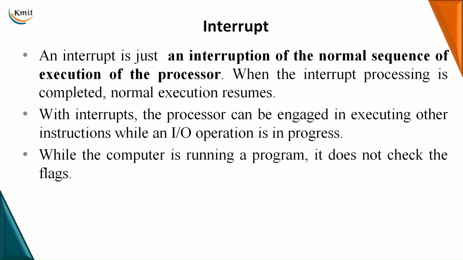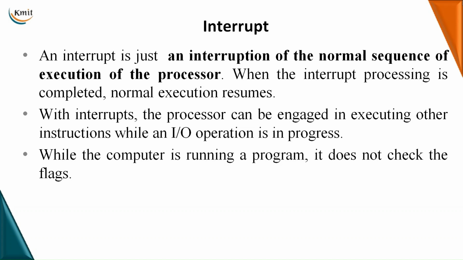First of all, it stops the execution of the normal program, whatever it is doing till now, and then it goes to the input-output devices to handle the interrupt. Once the task of transferring information between the input-output devices and the processor is done, it comes back to where it left off and continues with the execution. When the interrupt processing is completed, the normal execution resumes. So with interrupts, the processor can be engaged in executing other instructions while the IO operation is in progress.